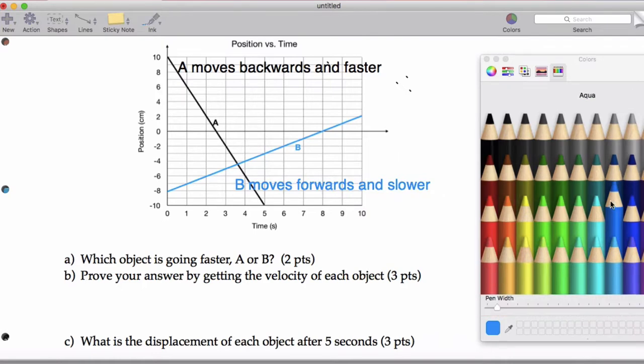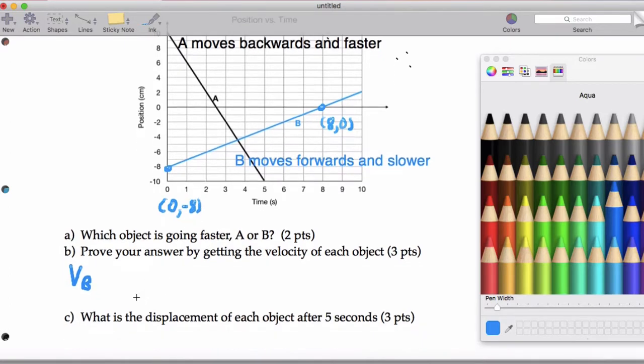So just to be clear, I can get the velocity of B by picking 2 points. I'll pick this point here. Once again, I really want to see people being careful with their calculations. So this particular slope would be calculated using rise over run, which is 0 minus -8 over 8 minus 0, and that's getting us 1 meter per second.